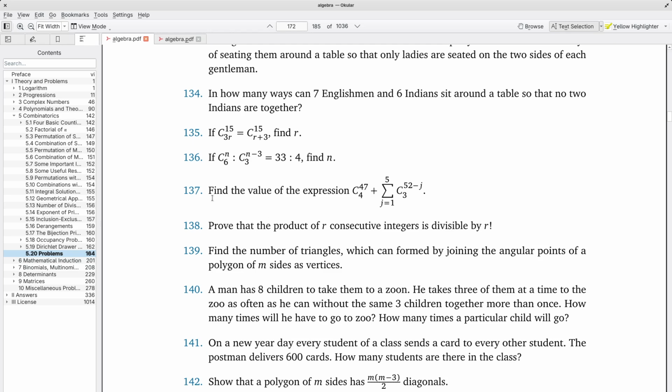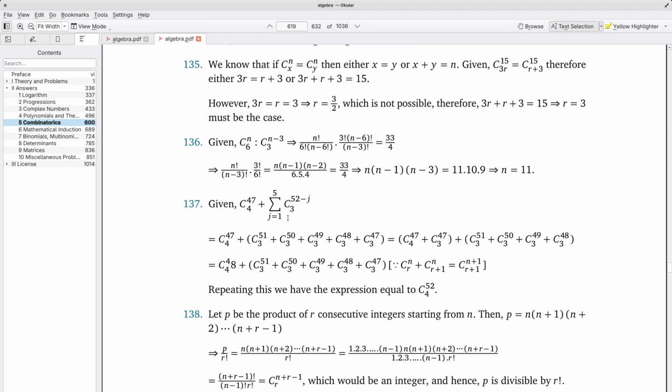Question 137 says, find the value of the expression 47C4 plus the sum from j equals 1 to 5 of (52 minus j)C3. So we expand the sigma, and we get 51C3, 50C3, 49C3, 48C3, and 47C3. Now we know that nCr plus nCr+1 is equal to n+1Cr+1. So we combine the 47 ones, we get 47C4 plus 47C3.